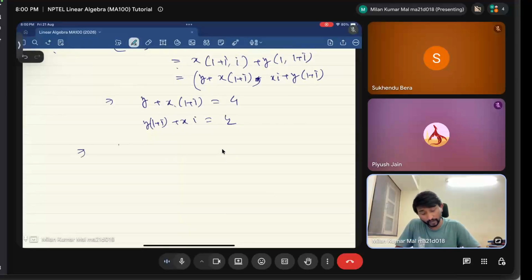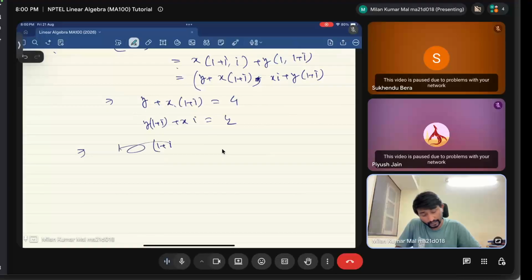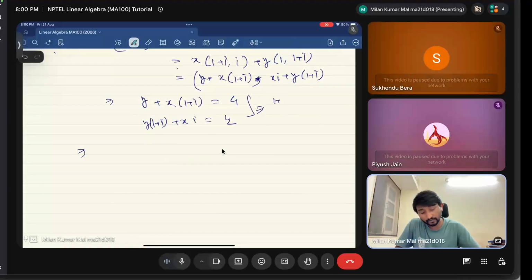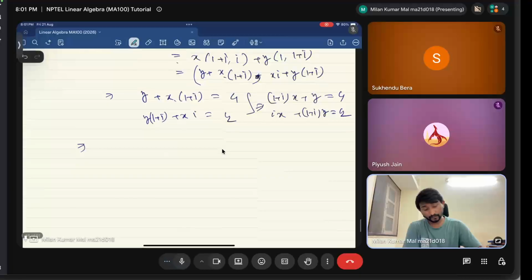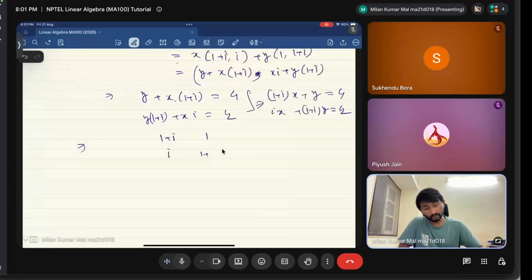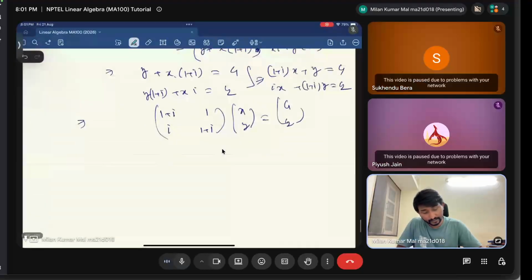So basically I want to find the matrix. If I write x and y this way, this will be written as (1 + i)x + y equals c1, ix + (1 + i)y equals c2. So I want to write it in terms of matrix. It will be like [i, 1+i] with [x, y], this is equal to [c1, c2]. So this is the matrix. Let's take this as the matrix M.